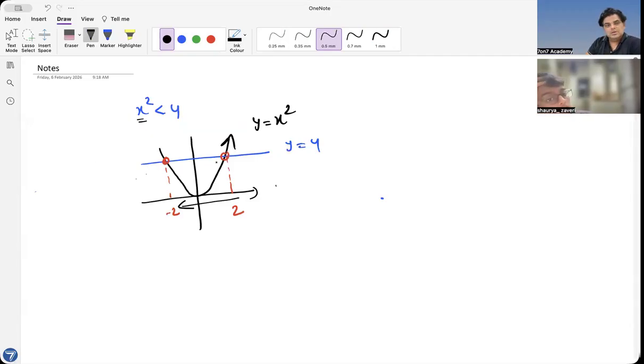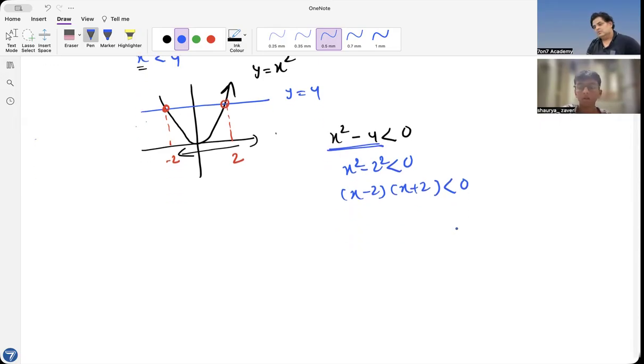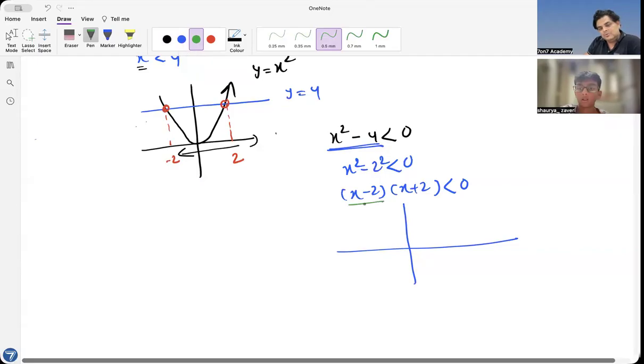In algebraic solutions, you always move everything left and make the right side 0. So x square minus 4 less than 0. Second step is to make the linear factors: x square minus 2 square less than 0, which is x minus 2 times x plus 2 less than 0. Then you locate the roots on the number line. x minus 2 equal to 0 gives x equal to 2, and x plus 2 equal to 0 gives x equal to minus 2.